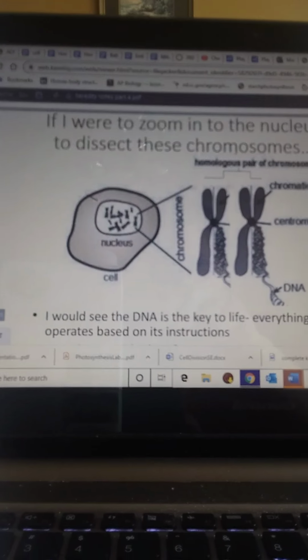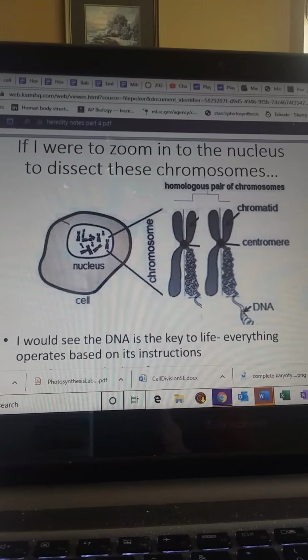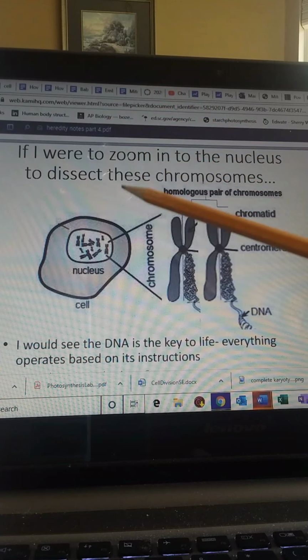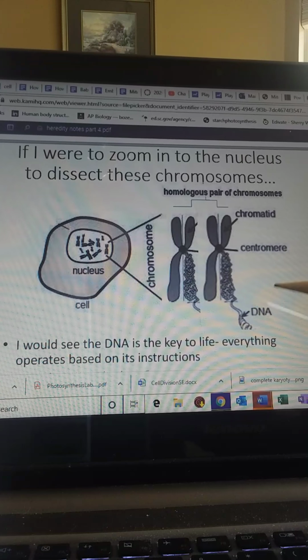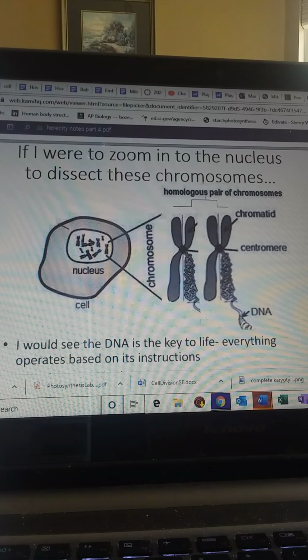Now we're going to zoom in to those chromosomes and see what is so cool about them. How does this coding happen? So if we were to just pull one of those chromosomes out of the nucleus, make it big enough to actually see and unravel that thing, you would see it is made of DNA. DNA is the key to everything. It's the key to life. Everything in a cell operates based on its instructions. It is the boss or the brain of a cell. That's where the coding comes in.